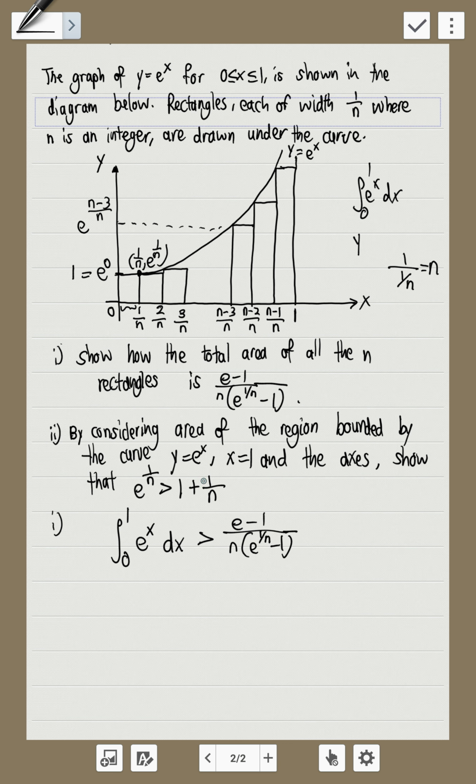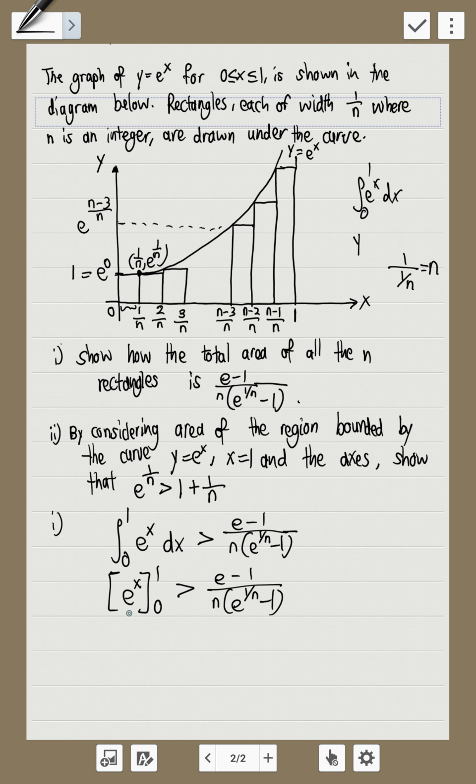So when I do this, I should be able to get to this, because this area is indeed larger than the sum of the area of the rectangles. There are gaps here, you see, so the area here is larger than the sum of the area of the rectangles. So when I integrate e^x, I still get e^x, and I have from 0 to 1, greater than (e minus 1)/n times e^(1/n) minus 1.